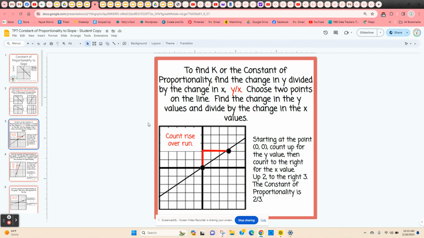The next slide reminds students that the k is the constant of proportionality, which is y over x, the change in y over the change in x. So you find 2 points that are on the line, and between the 2 points, you look at the change in y first. So this would be 2 over the change in x, which would be 3. So the constant of proportionality would be 2/3.